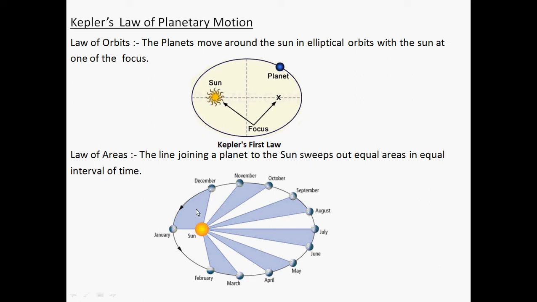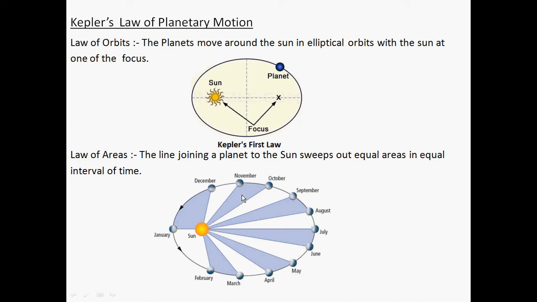This area will be equal to the area it has covered between other months like October to November or August to September. So we can say the Sun-October-November area is equal to the Sun-December-January area. Similarly, the line joining a planet to the sun will sweep out equal areas in equal intervals. That means in an equal interval of one month they will cover equal area. That is the law of areas which has been stated by Kepler.